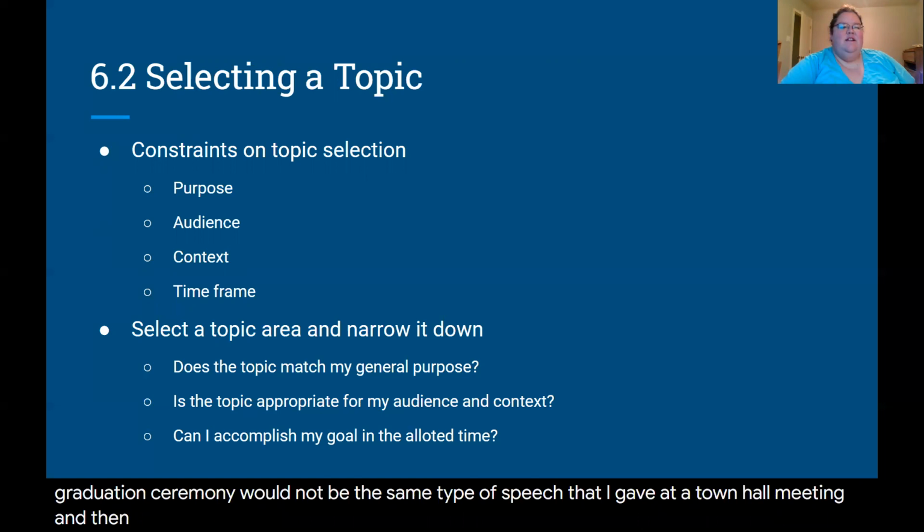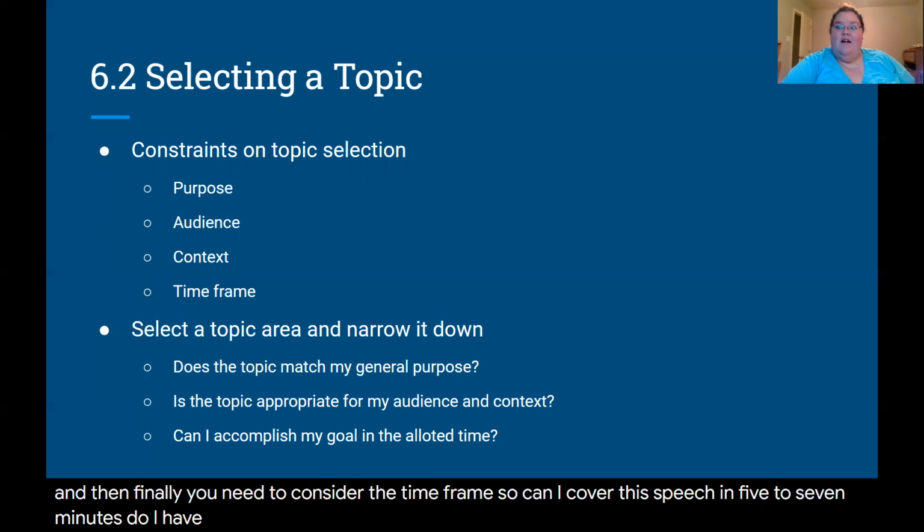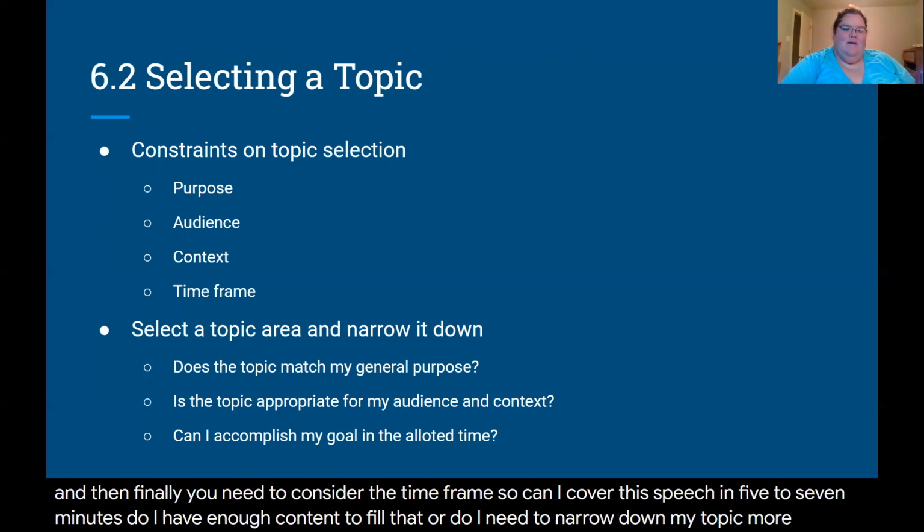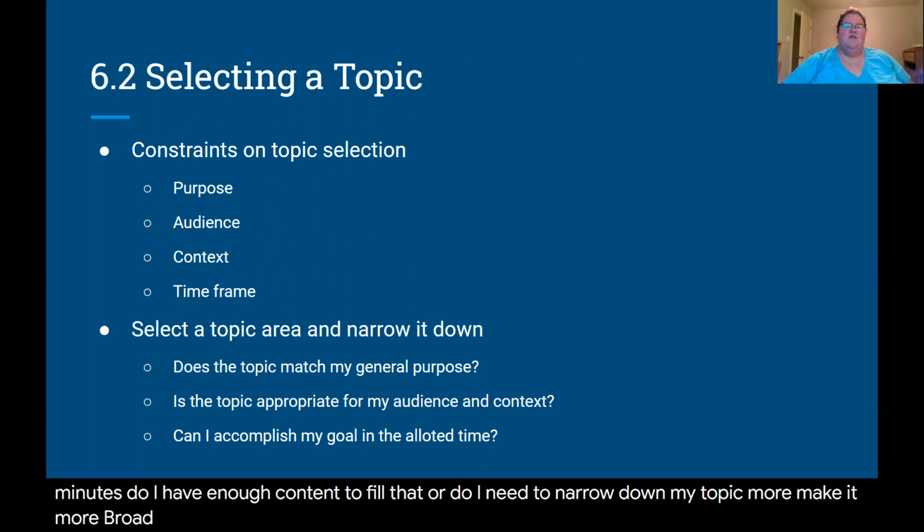And then finally, you need to consider the time frame. Can I cover this speech in 5 to 7 minutes? Do I have enough content to fill that? Or do I need to narrow down my topic more or make it broader? Usually you want to select a topic area and then narrow it down.